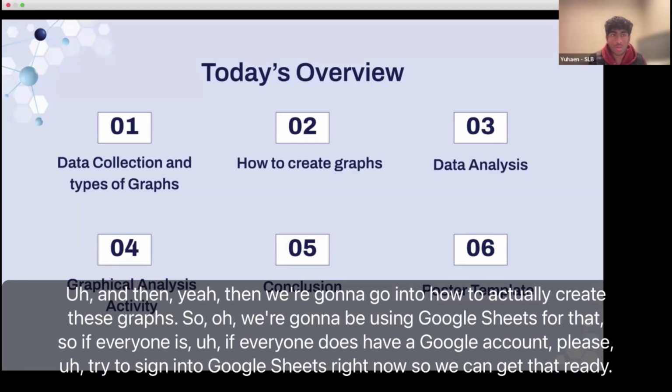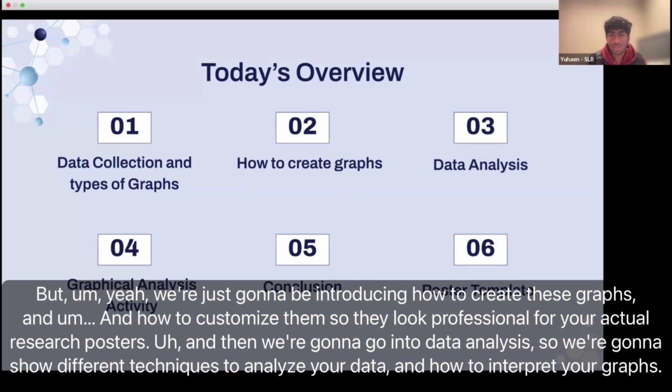So if everyone does have a Google account, please try to sign into Google Sheets right now so we can get that ready. But we're just gonna be introducing how to create these graphs and how to customize them so they look professional for your actual research posters.